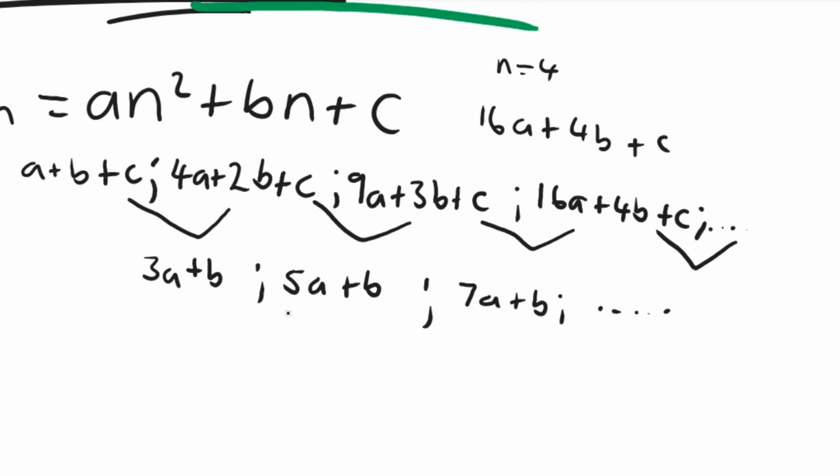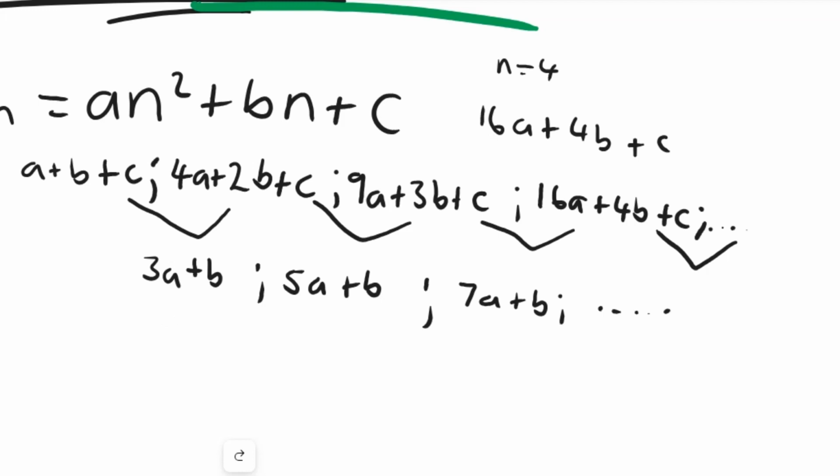That's why we always take our first term of the first difference to be 3a plus b. This means you can solve for a, b and c not using only this one. You can also use 5a plus b, or 7a plus b, when you are using the second or third term of the first difference in a quadratic pattern.